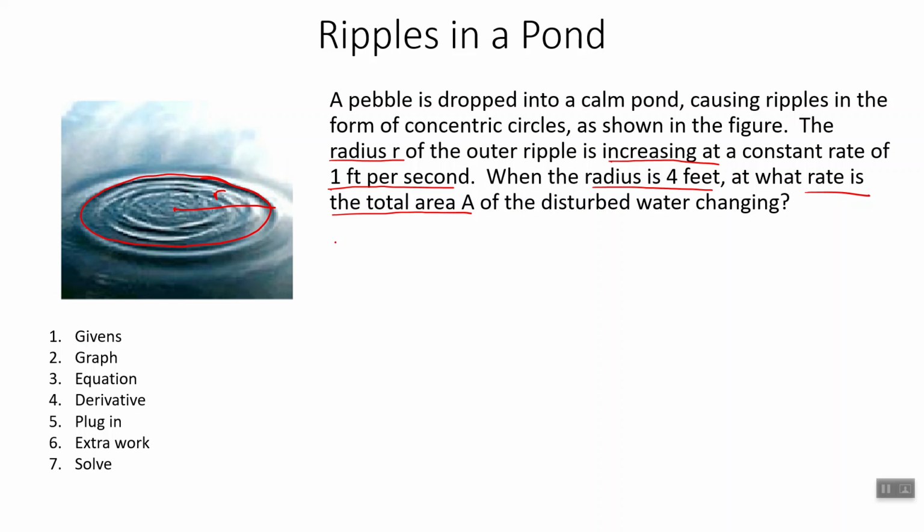All right, so our givens. We were given that our radius at this exact moment that we're looking at is going to be 4 feet, and that the radius is increasing at a linear rate of 1 foot per second. And let's see, we want to find the rate of change in the area, dA/dt. So we've got our givens, we've got our graph. We need to make an equation. Well, we're talking about the area of a circle. So the equation that we want is area equals pi r squared. All right, that's the area formula of a circle.